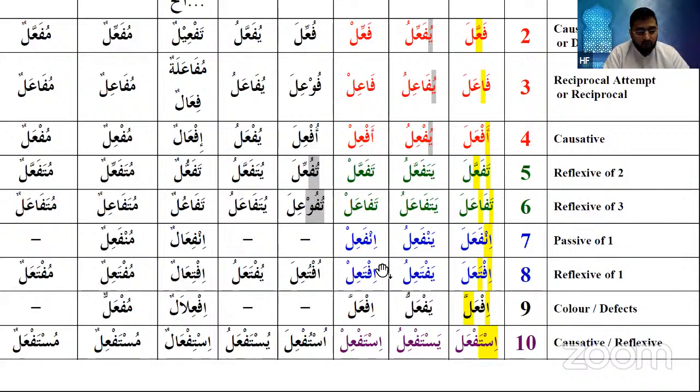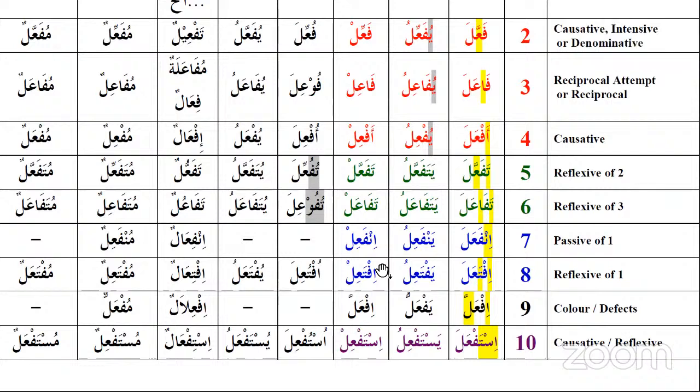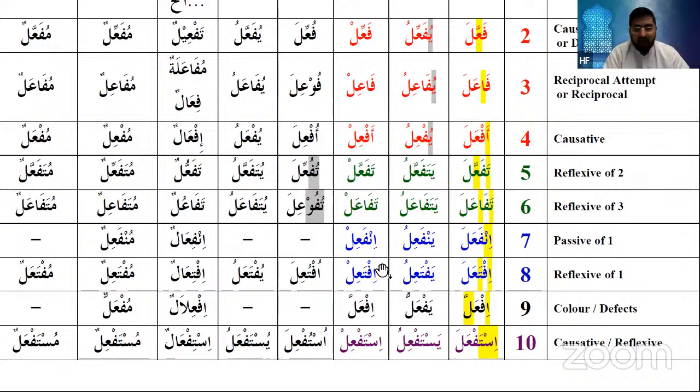seeking. Seeking forgiveness. Normally any verb which comes on this pattern conveys the meaning of seeking anything, like seeking help: istaghatha yastaghithu istighathatan. It comes from this as well. Now I want you to do istaghfara, which means he sought forgiveness.